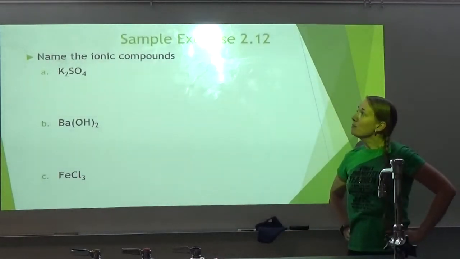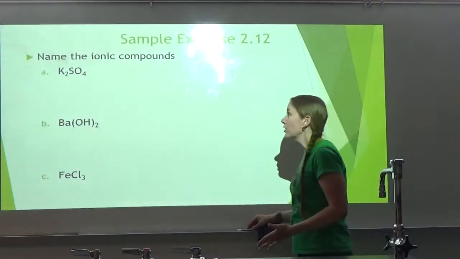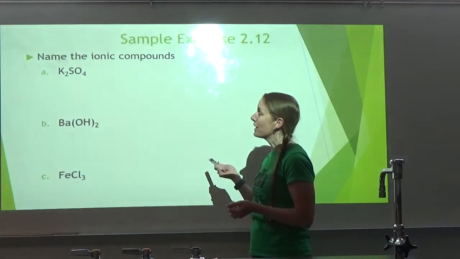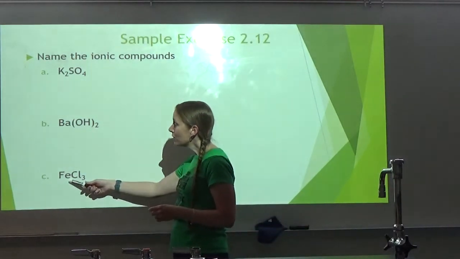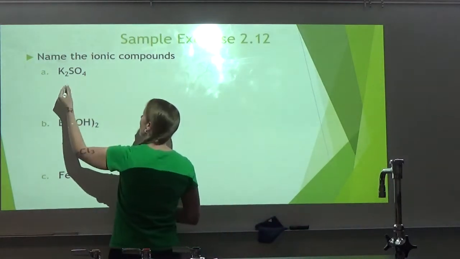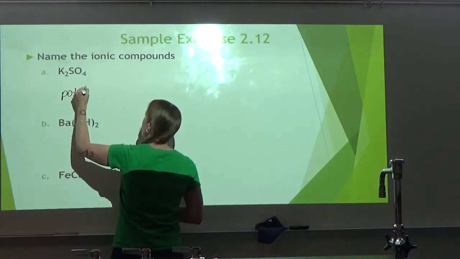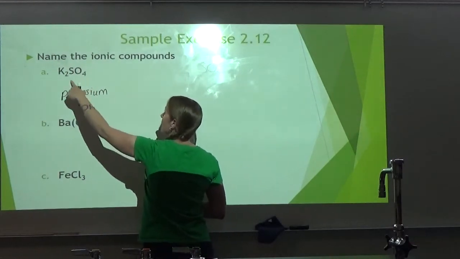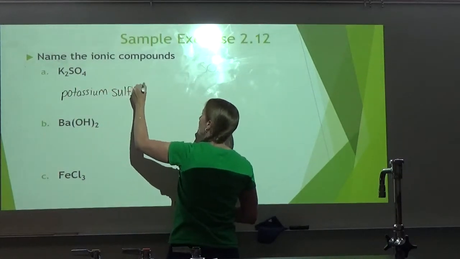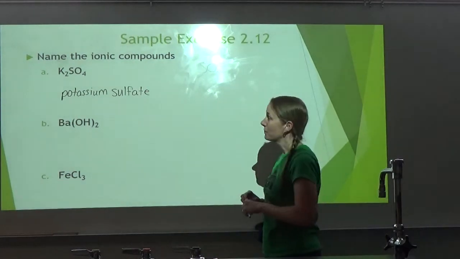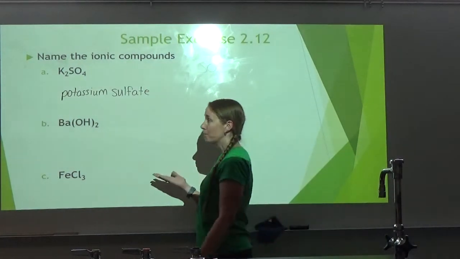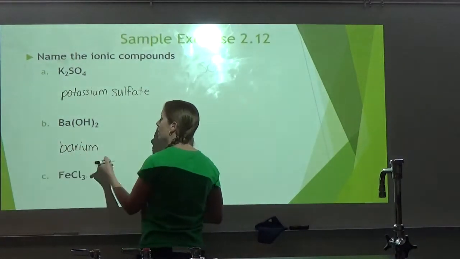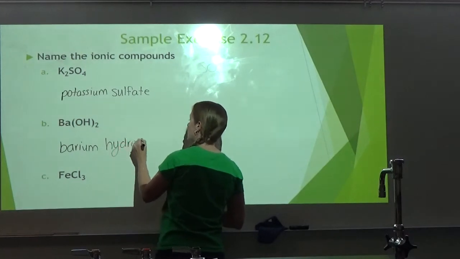It says name the ionic compounds. We know that if it's a regular metal, we just name the cation, add "ide" to the anion, unless of course it's a polyatomic ion. And if it's a transition metal, we need to add that Roman numeral. K, of course, is potassium. It is a regular metal, so I don't need a Roman numeral. Then we normally change the ending to "ide" unless it's a polyatomic ion, which in this case it is, and it's just sulfate. For our next one, we have Ba, which is barium. It is a regular metal, so I just say barium, and then OH is hydroxide.